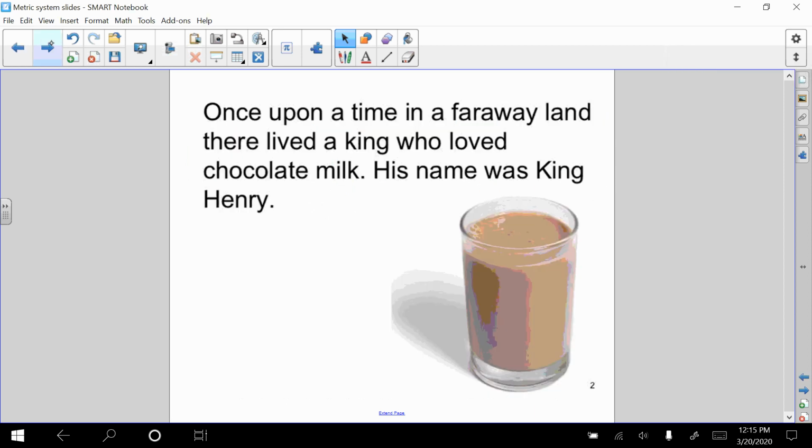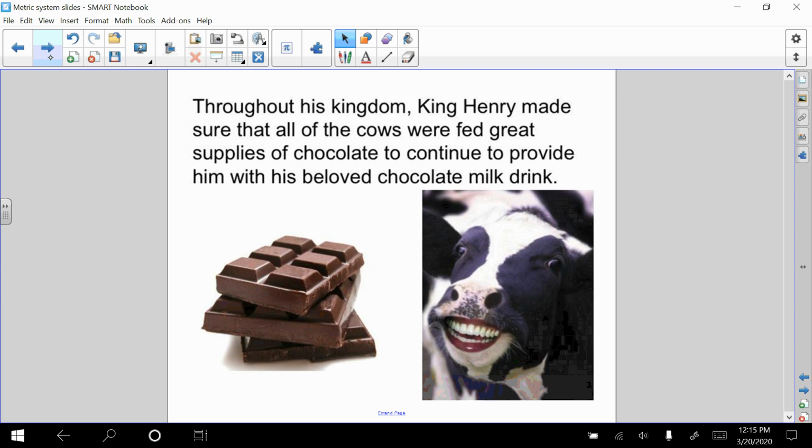Once upon a time in a faraway land, there lived a king who loved chocolate milk. His name was King Henry. Throughout his kingdom, King Henry made sure that all of the cows were fed great supplies of chocolate to continue to provide him with his beloved chocolate milk.